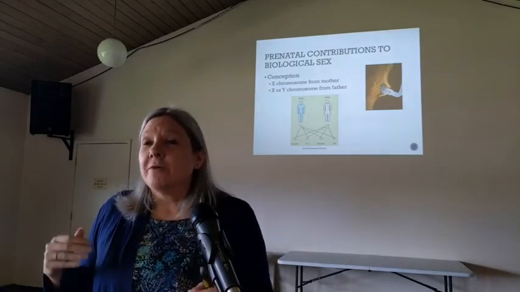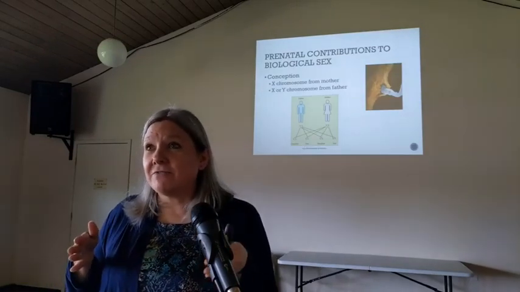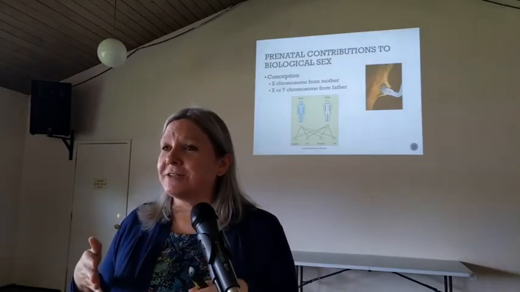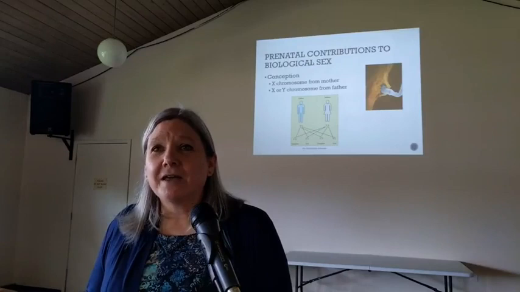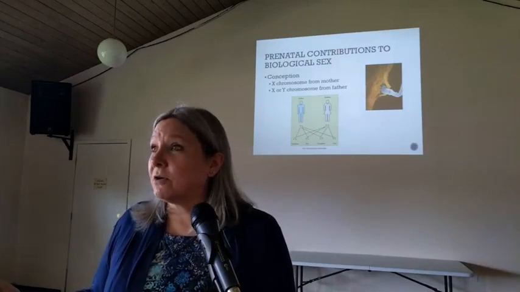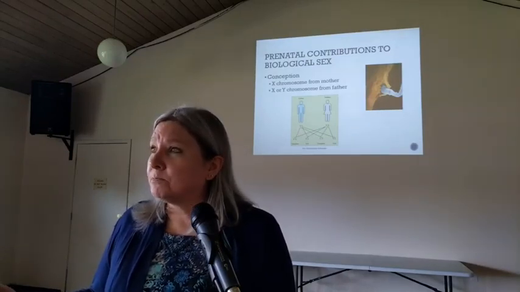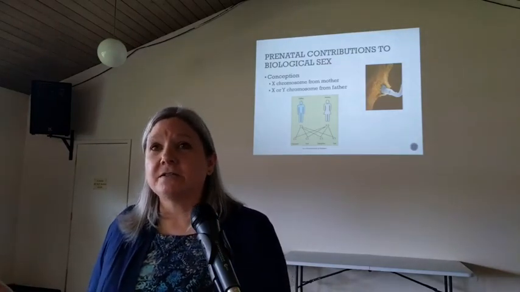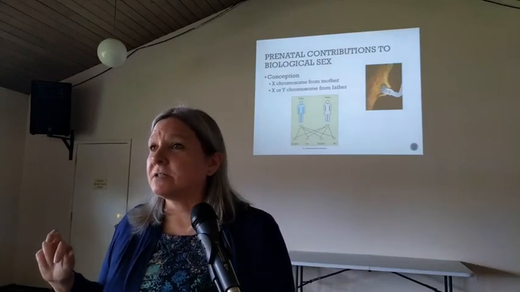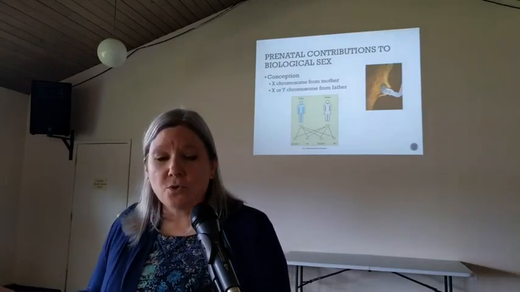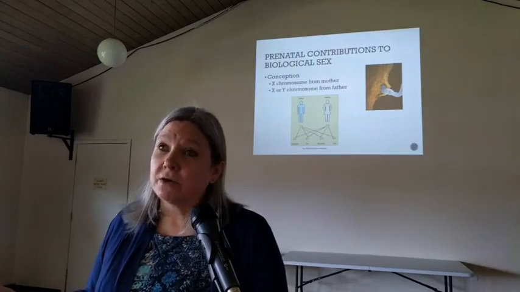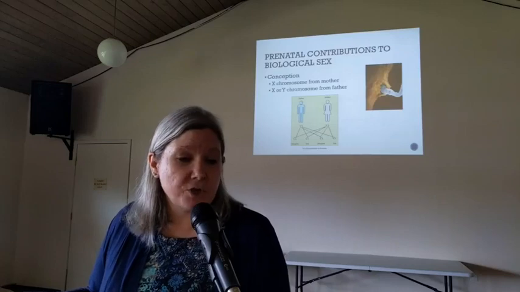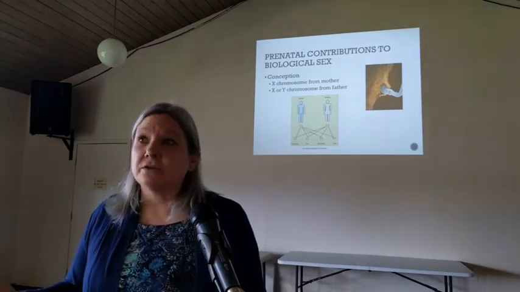So female humans have two X chromosomes. During the meiosis process, those divide, and offspring get one of those two from their mother. And the male has an X and a Y. Those two divide, and the offspring will get either the X or the Y. So the Y makes them biologically male. The X would make them biologically female. So the father determines the sex of the child, the biological sex.